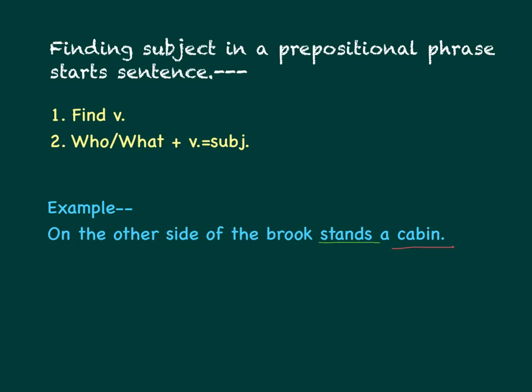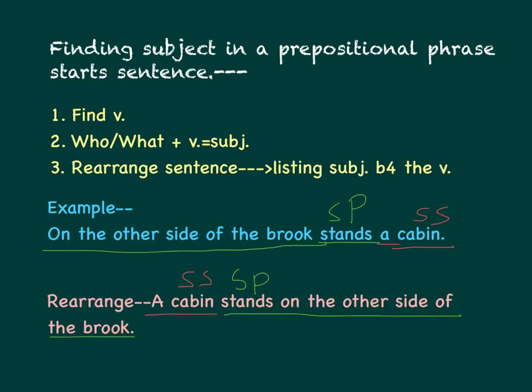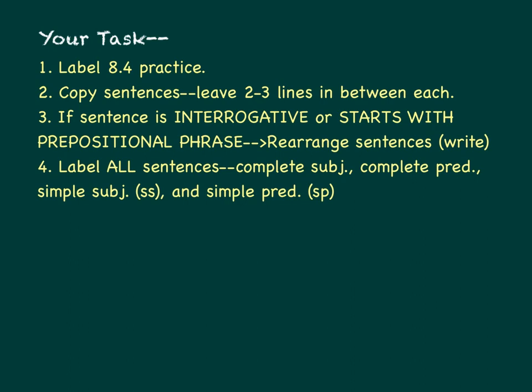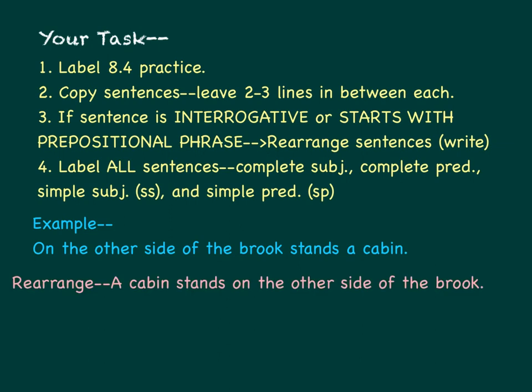One way to check your answer is to rearrange the words into a declarative sentence where the subject starts first. Before you continue on to your task, be sure to copy down the title, the steps, and the examples. Be sure to label them too. Your task is to copy the sentences into your notebook and then identify the subject and predicate, for complete and simple. But when you write the imperative and the sentences that start with the prepositional phrase, I need you to show me your work of how you rearrange the sentences, and be sure to label both sentences.